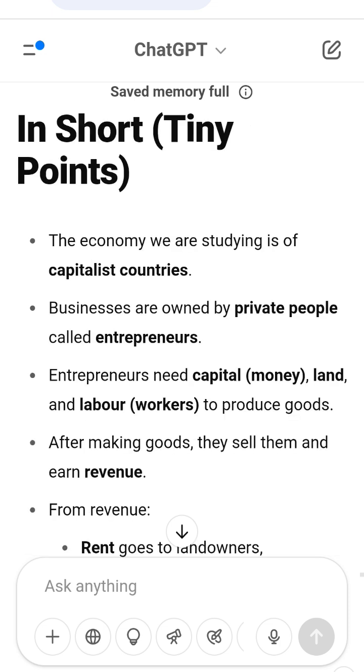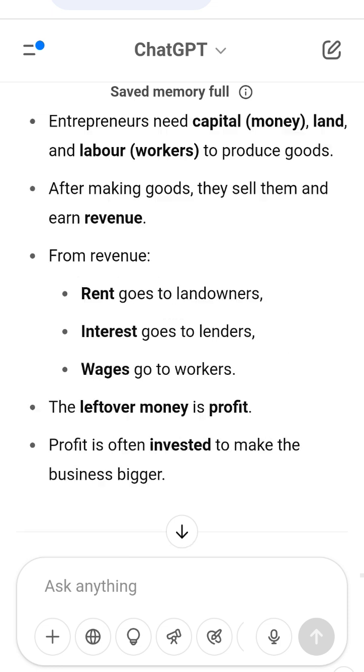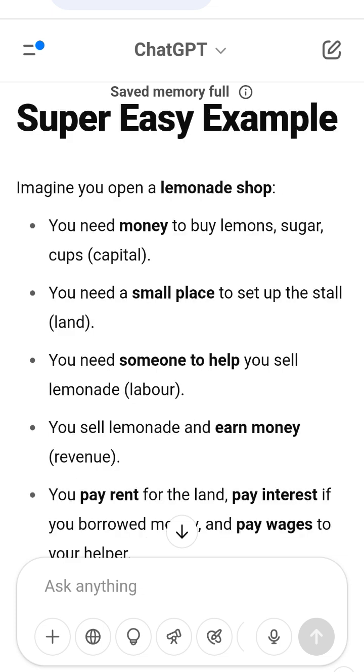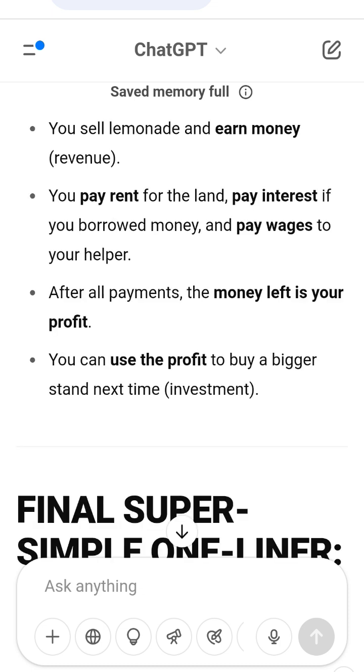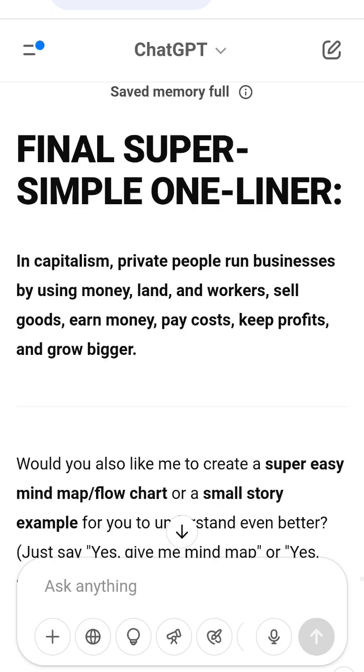Super easy example. Imagine you open a lemonade shop. You need money to buy lemons, sugar, cups: capital. You need a small place to set up the stall: land. You need someone to help you sell lemonade: labor. You sell lemonade and earn money: revenue. You pay rent for the land, pay interest if you borrowed money, and pay wages to your helper.